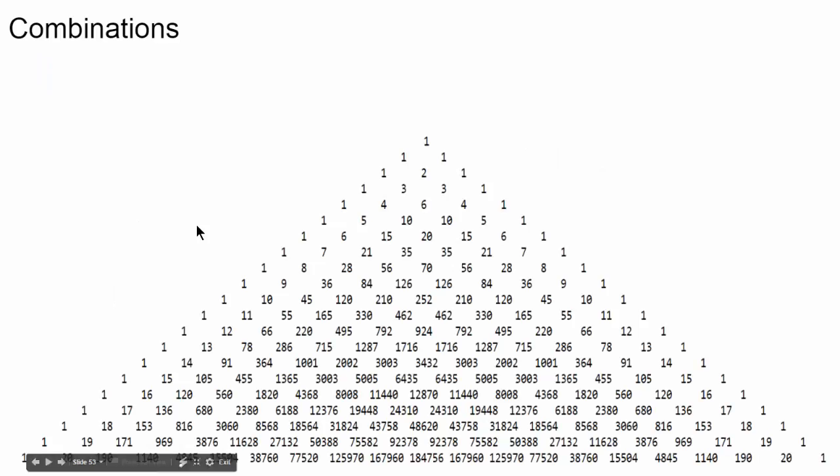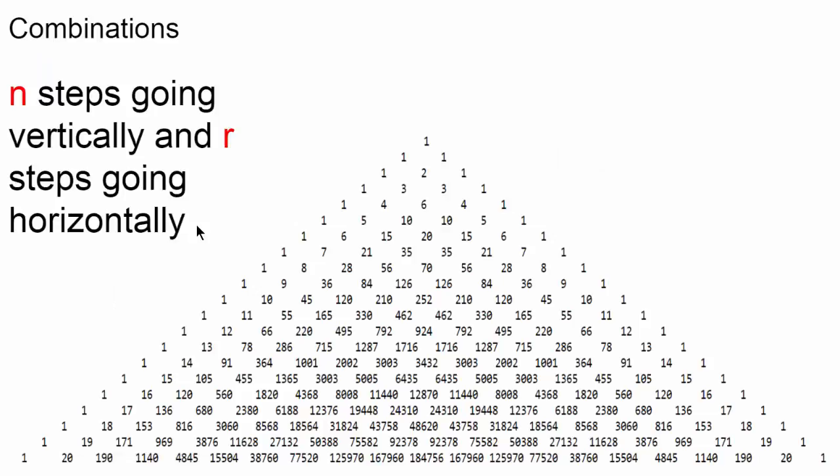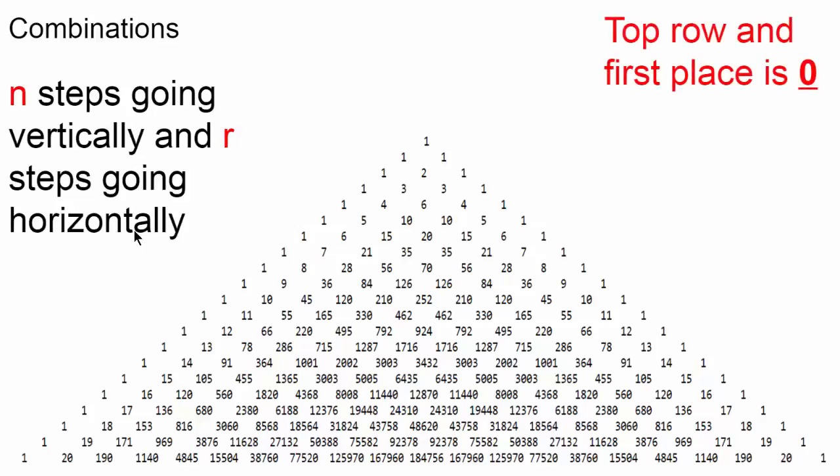Well, we can do it if we substitute n for the steps going vertically and r for the steps going horizontally. So we have n factorial over r factorial times (n minus r) factorial. If we substitute n for the steps going vertically and r for the steps going horizontally, we will get the same result as solving the problem by the rule. But keep in mind, the top row and the first place is always 0.